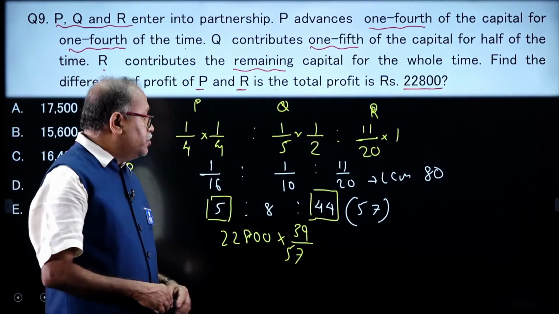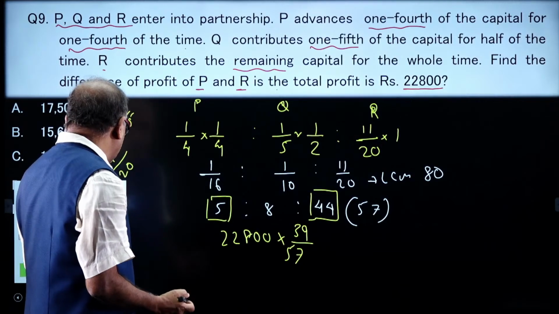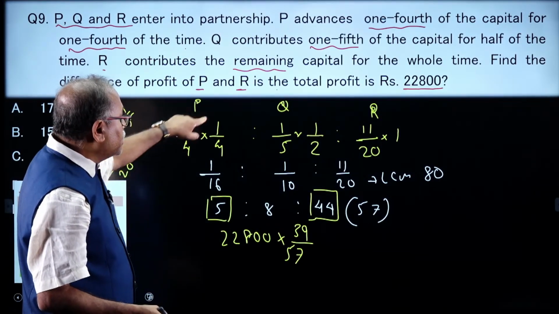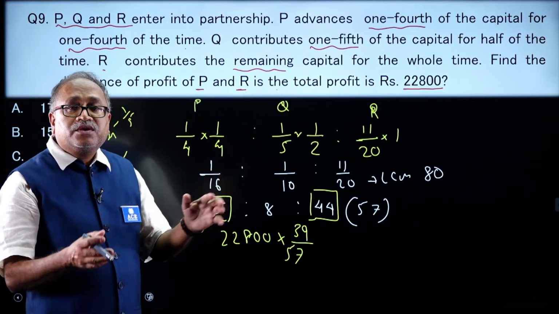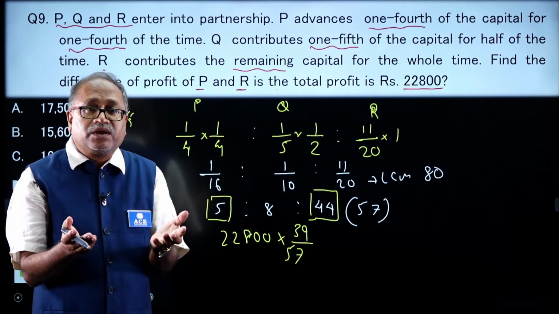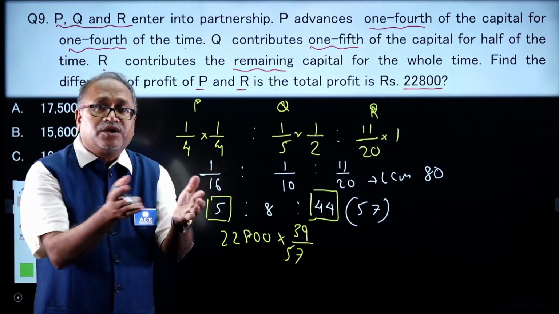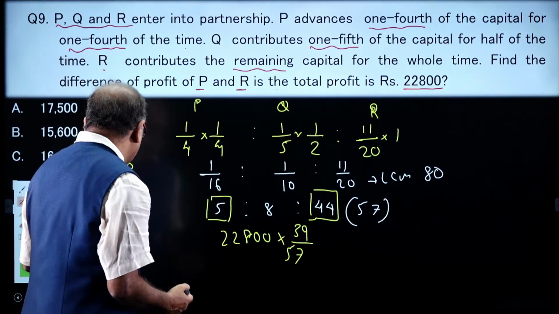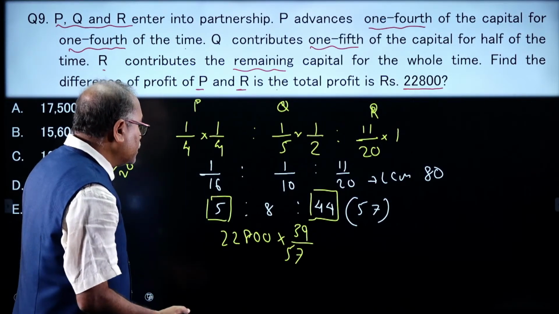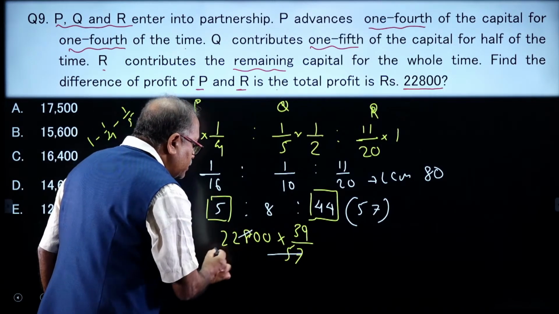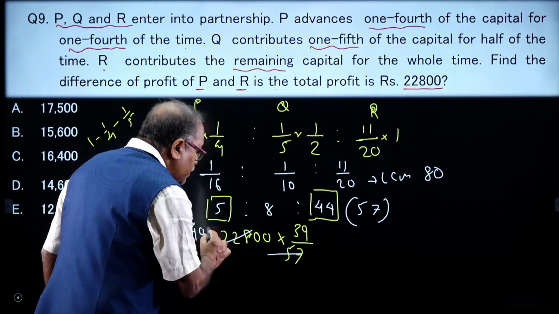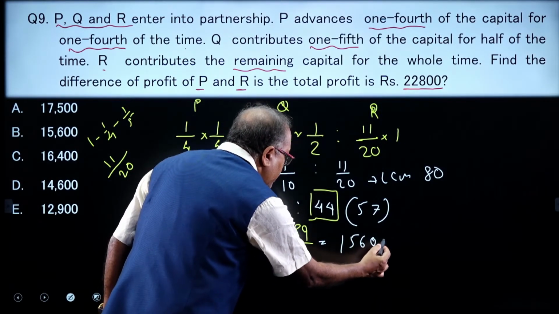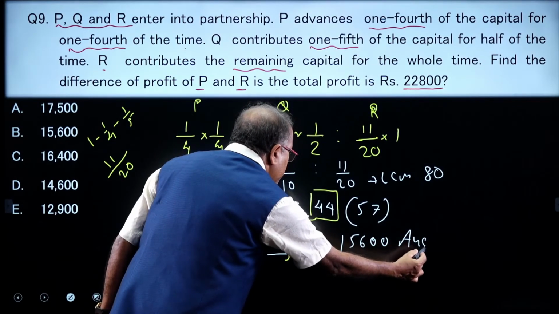Those who will watch this video even after the class is over, notice that P has 1/4 of the capital for 1/4 of the time. So what is the ratio of profit? The capital into time, that's how you get the profit ratio. So that is what I did. Let me finally conclude this one. I clearly notice that this is getting cancelled 400 times, and 400 into 39, you will be getting 15,600. That should be your answer.